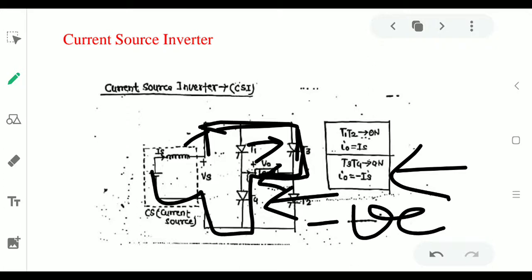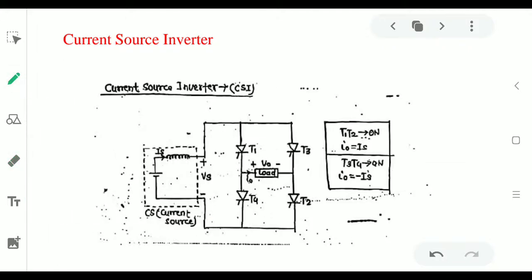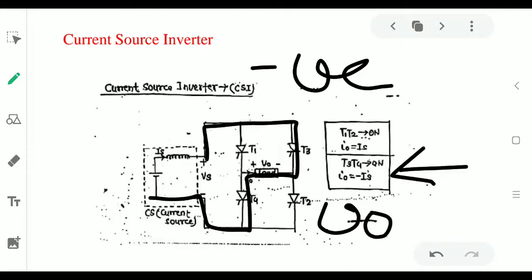What is the path followed by the current? This is the path. So you can see once again, when T3 and T4 are on, this is the current path, and it is a negative current. Why? Because we have considered the opposite current as positive. Now if we write the KVL equation for this condition, it will come to be V0 is equal to minus Vs.